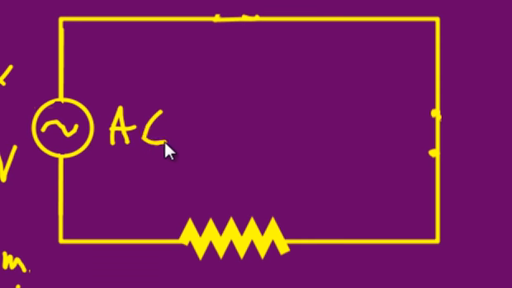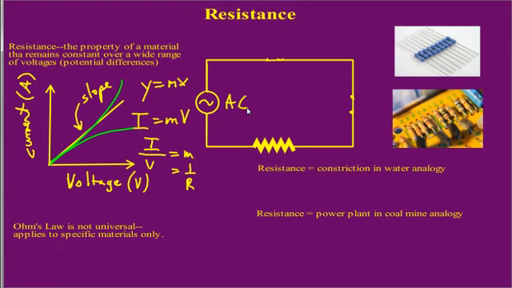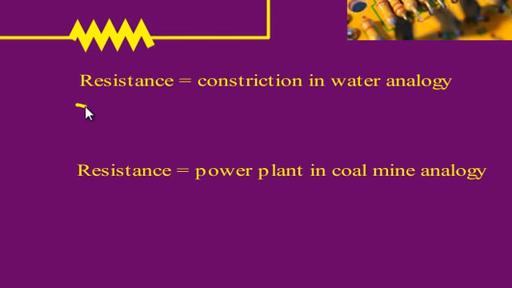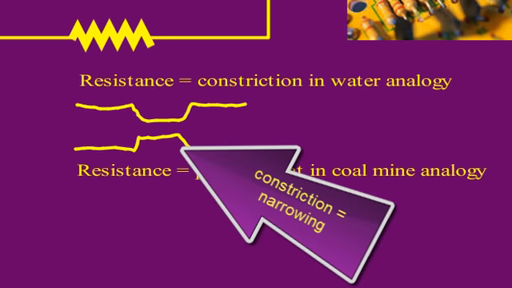The electrical load, the TV, the microwave, is going to act as a resistance in the circuit, and we have two ways of modeling this mentally. One is in the water analogy. We can think of resistance as a constriction. So here's your pipe, and then you have a constriction, a narrowing, where it's going to be more difficult for flow to occur. The current's going to be constricted. So that's a way of modeling resistance in the water analogy.